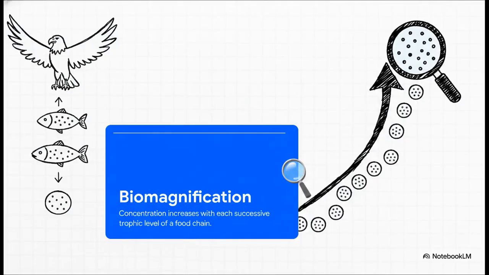Now, while bioaccumulation happens within one single organism over its lifetime, our next concept, biomagnification, scales this whole thing up to the entire ecosystem. This is the process where the concentration of a bioaccumulating substance increases with each successive step, or trophic level, of a food chain. Because a predator eats so many prey items over its life, it ingests and retains almost the entire pollutant load of everything it ever ate. Typically, this multiplies the concentration by roughly an order of magnitude, so about 10 times, at every single step.